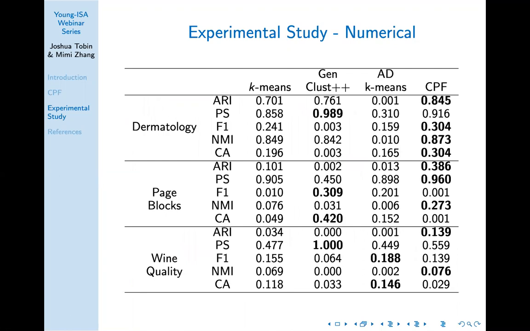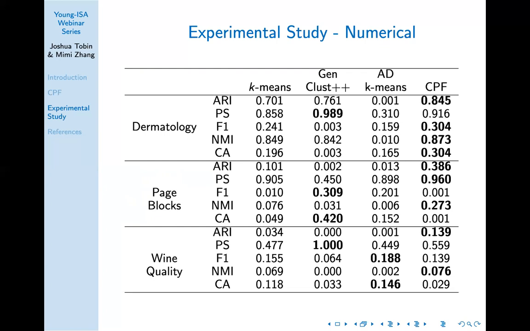So variants of k-means: AD k-means, which uses a dissimilarity metric based on co-occurrence of feature values, and GenClust++, which is a genetic k-means approach, which is the only other method we use that doesn't require the number of centers to be known in advance. We achieve much better results than these clustering methods and more correct choices of the number of clusters.